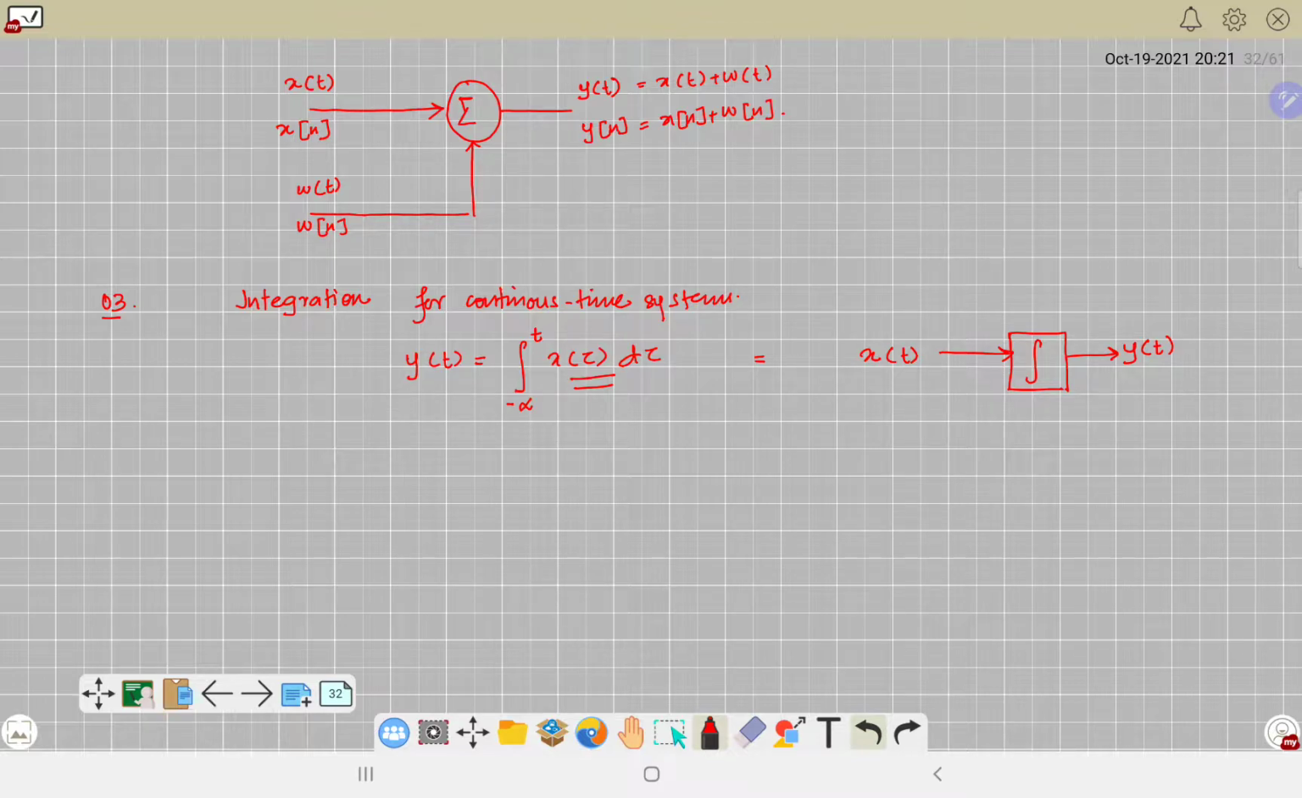So integration, differentiation, differential equations demand continuity. You can define a differential equation only for a continuous time variable. For discrete time, we have the counterpart, what we call the difference equation. So a difference equation is something like this: y of n is equivalent to x of n minus 1, which, you know, is basically a time shift operation.